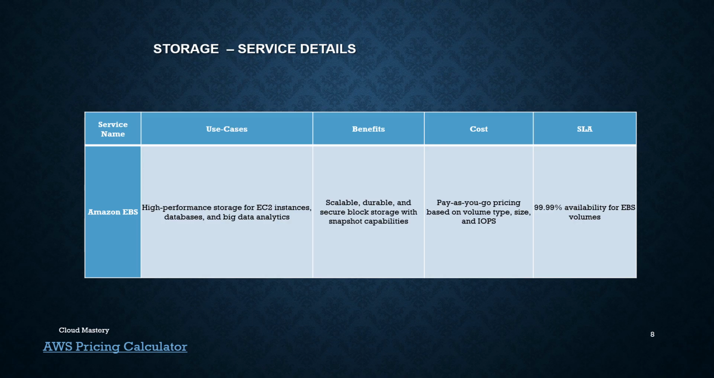So you can see, if you have a high performance storage requirement, a database, or big data analytics, then you can always go with an EBS volume. And if you have servers, then you can also go with an EBS volume. The benefits, as I repeat, are scalable, durable, and you can secure your block storage with the snapshot capabilities also. And cost, I can say this is pay-as-you-go pricing based on the volume type, size, and IOPS you have to be paying. And the SLA is 99.9% for an EBS volume.